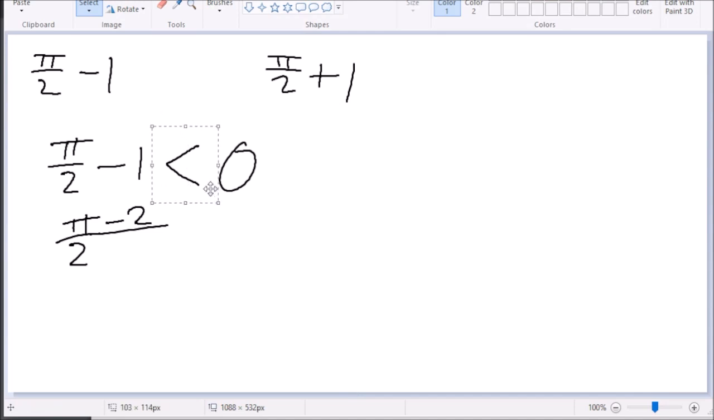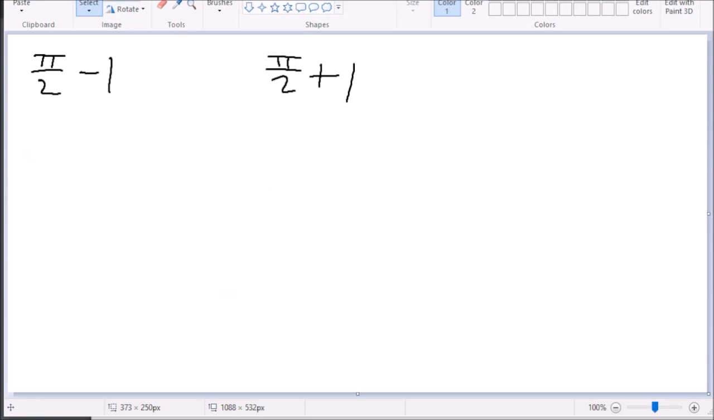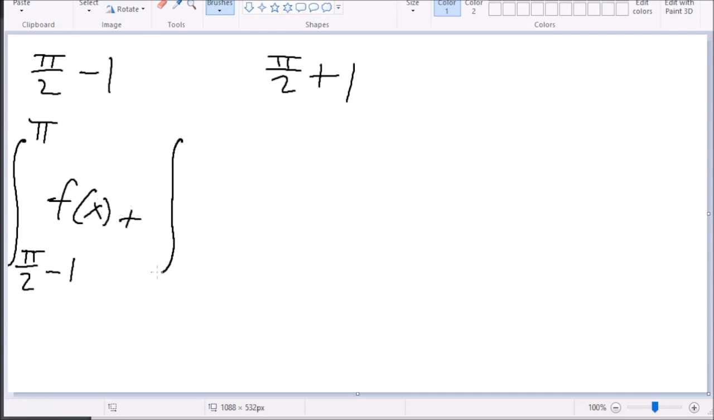I'm sorry. This is actually more than 0 because pi minus 2 is positive, because pi is 3 point something minus 2. That gives us a positive number divided by another positive number, which means that this whole thing is positive. So it's greater than 0. Okay, cool. As long as it is less than pi, right? So we can make the bounds go from pi over 2 minus 1 to pi to the function we have, and then plus pi over 2 to plus 1.